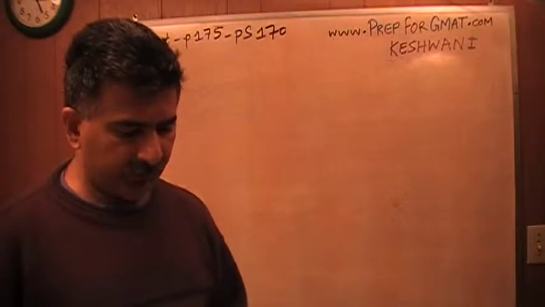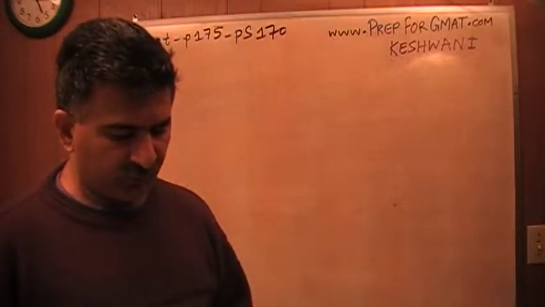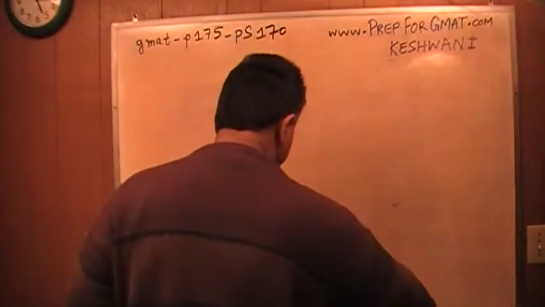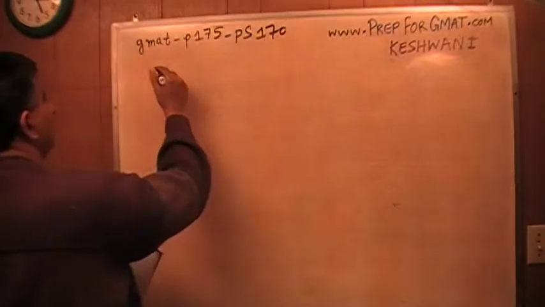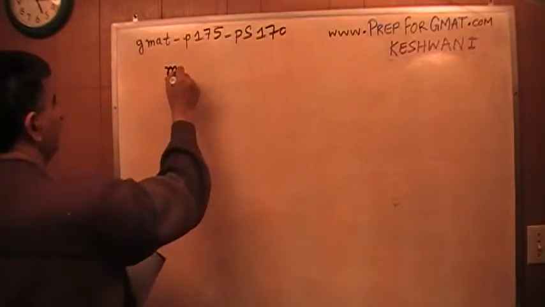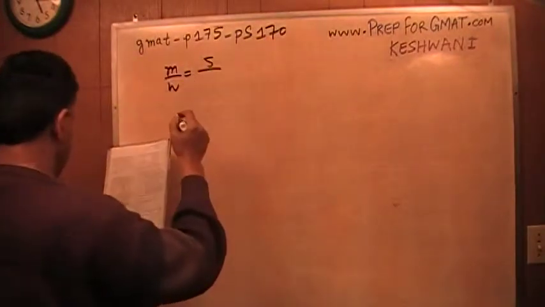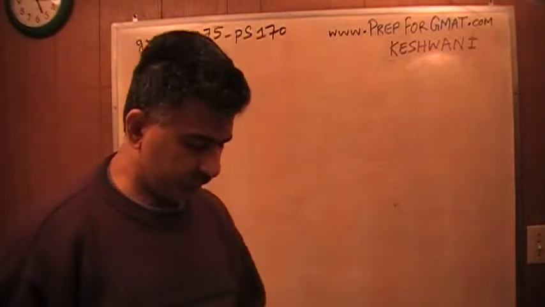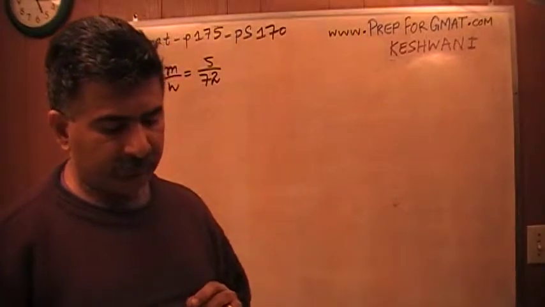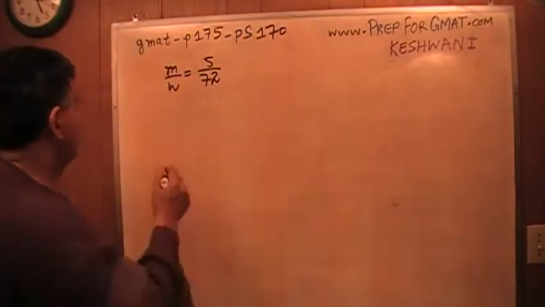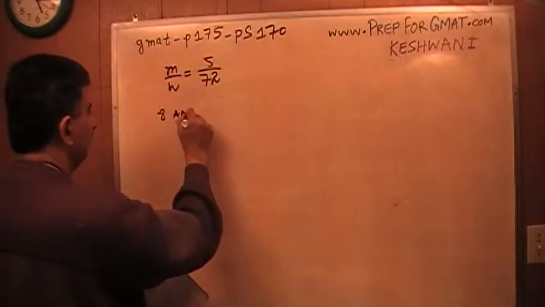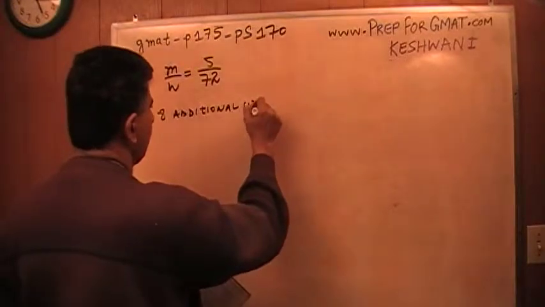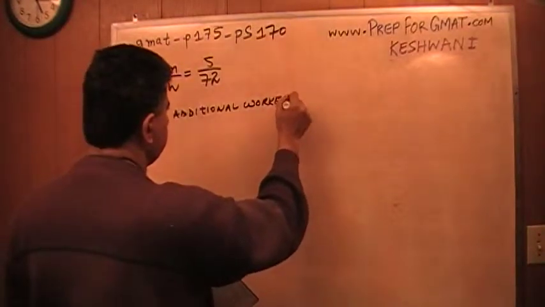It says, in a certain company, the ratio of managers to workers is 5 to 7. So I'm going to make a note here. The ratio of managers to workers is 5 to 72. Then we are told that 8 additional workers are hired.